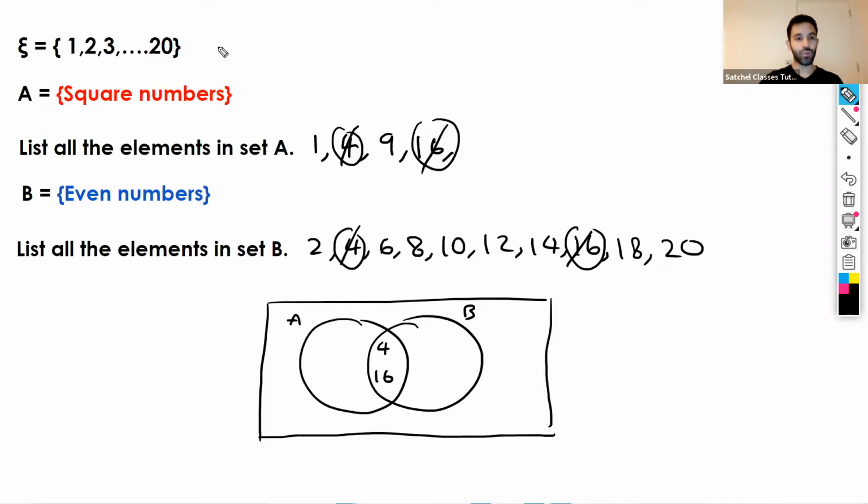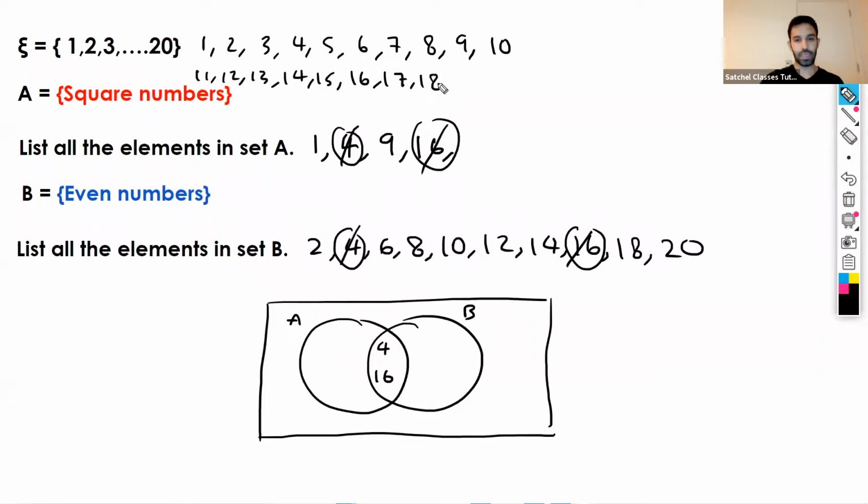And it might be best if I write out the rest of the numbers as well. So 1, 2, 3, 4, 5, 6, 7, 8, 9, 10, 11, 12, 13, 14, 15, 16, 17, 18, 19, and 20. So 4 and 16 have been crossed out, and I will cross them out here as well from our universal set. Are there any other numbers in common? No, there aren't. So we have 1 and 9 in set A. So I will cross out 1 and 9.